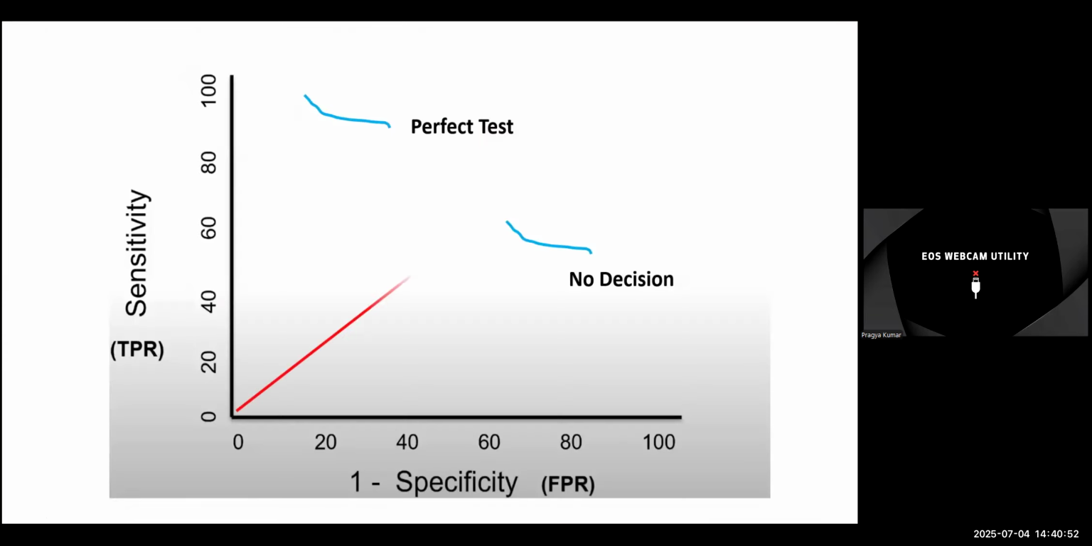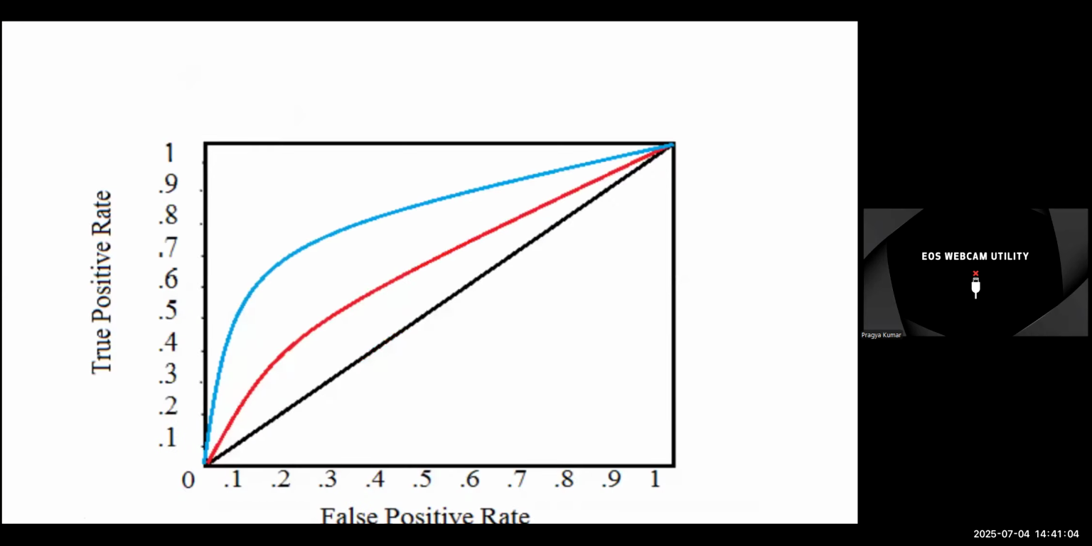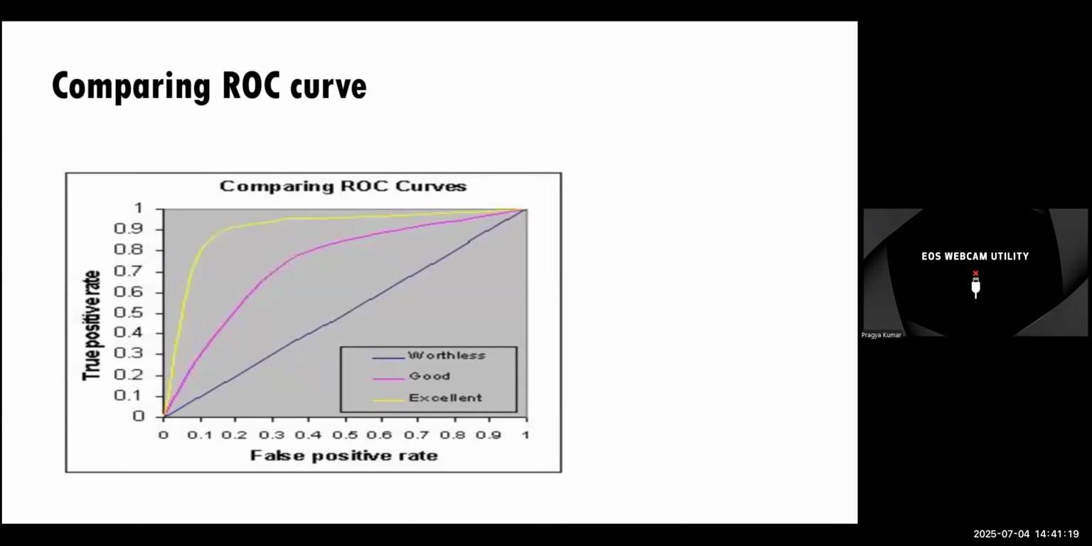Again, this is a perfect test if the graph is lying above this diagonal line, and if the graph is lying below it, then you cannot take any decision. If you see this blue and red, if I ask you which one is better, the blue one or the red one, all of you please type in the chat box which has a better AUC if you just look at the graph. Yes, blue is better. Again, in this case, they are writing worthless, good, and excellent. So yellow is having the, yeah, true.